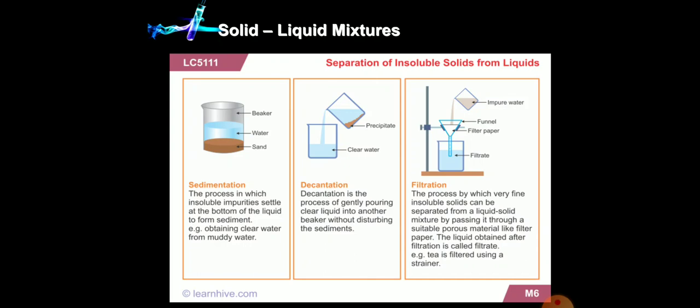Once the two layers are formed, the lower layer, the layer of sand, is known as the precipitate, which is settled at the bottom and which is heavy. Now the upper layer of water is separated out into another utensil or beaker. The clear water is separated. Just pouring it out gently without shaking it, we pour the upper layer of water into another utensil, and this is known as decantation. Then the next process is filtration.